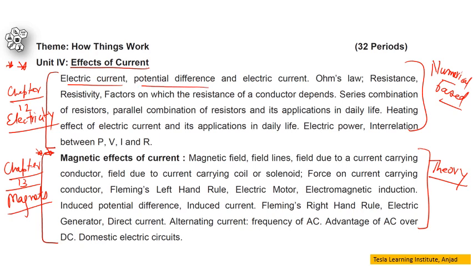That is the electric current, potential difference, Ohm's law, resistivity, factors on which the resistance of a conductor depends, combinations of resistors, parallel as well as series, their applications in daily life, heating effect, electric power, relation between P, V, I and R. What is this? We're going to discuss this in detail. Okay, so don't worry if you're not getting very familiar very fast. It's all okay. We're going to look into this in the coming lectures.